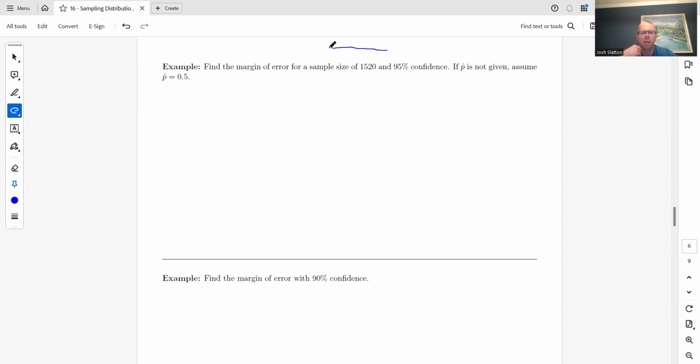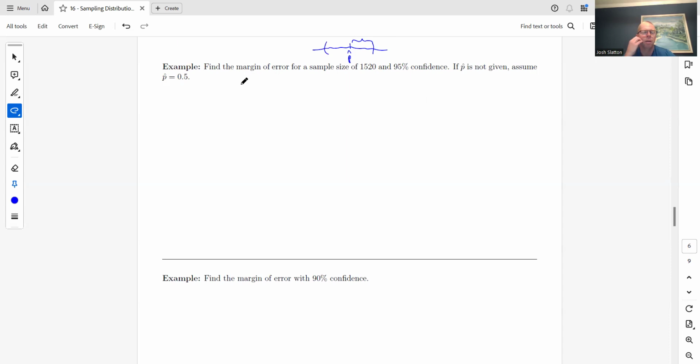We start with our sample proportion p hat. We come out some distance, always measured in standard errors, standard deviations. And whatever that distance is, however far you want to come out from p hat, we call that the margin of error. So we're going to do some examples where we find the margin of error.